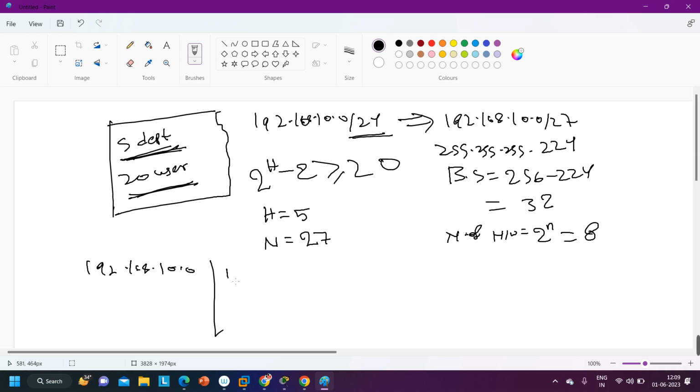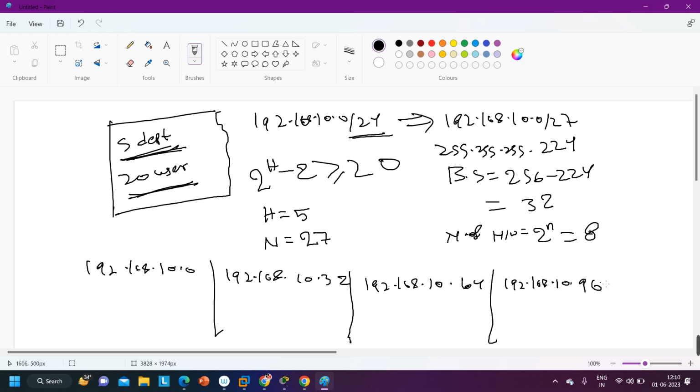192.168.10.0. The second network will be 192.168.10.32. The third network is 192.168.10.64. You are adding the block size in the octet where the last one is present. Then 10.64 plus 32 is 96. These are 4 networks and we need one more network.